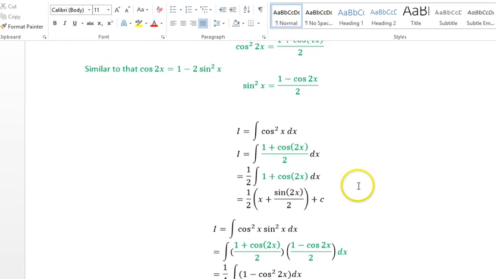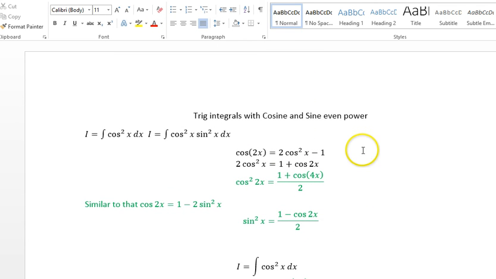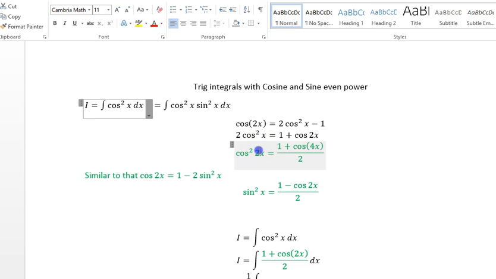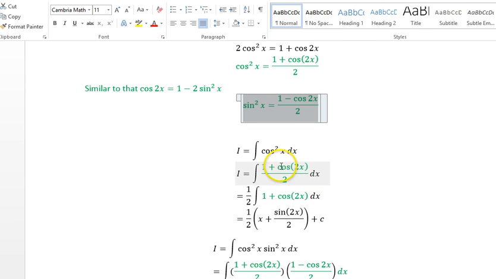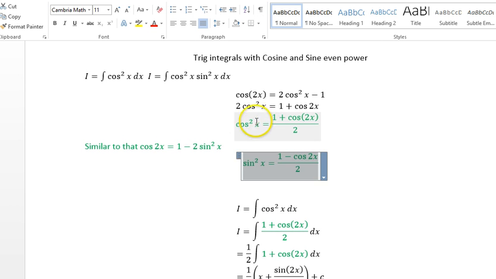So once again, our technique is what to do when you have both powers even, cosine and sine, but we're talking about only even powers. There's no way out other than to use the double angle formula. You have two formulas, one for cosine squared x, another one for sine squared x, and you put that in and you integrate. So the philosophy is that you convert the square into a double angle because it is easy to integrate the double angle, because the integral of cosine 2x is sine 2x divided by 2.